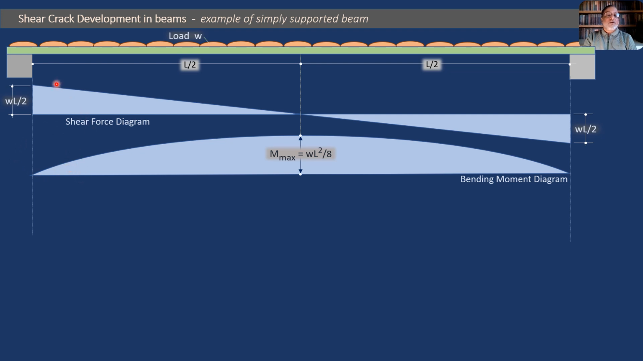We know that for this beam, the shear force diagram is in the form of two identical triangles, and the maximum value of shear force is at the support, which is WL by 2 at both the supports. This is positive shear, this is negative shear, and the shear force value is 0 at the center of the beam. Now there is a reverse situation in case of bending moment diagram.